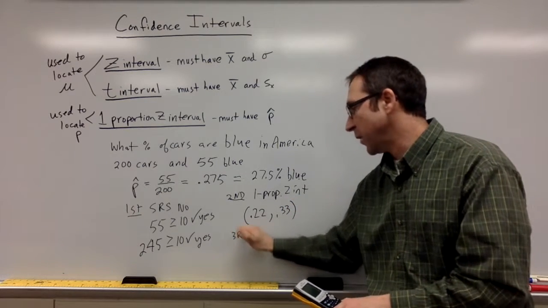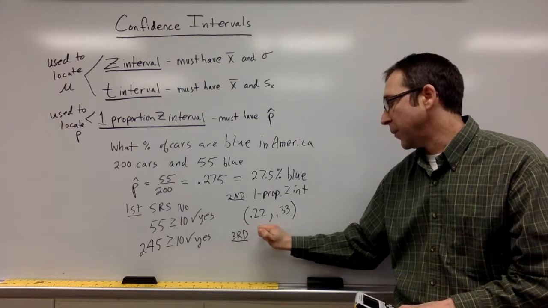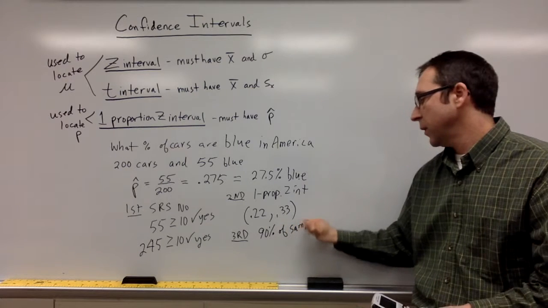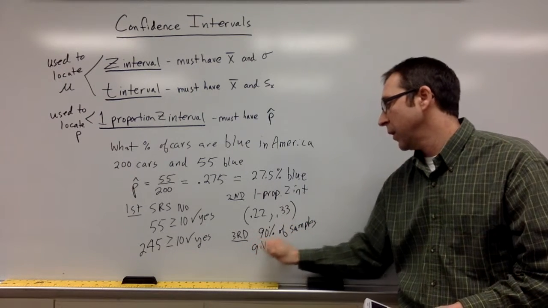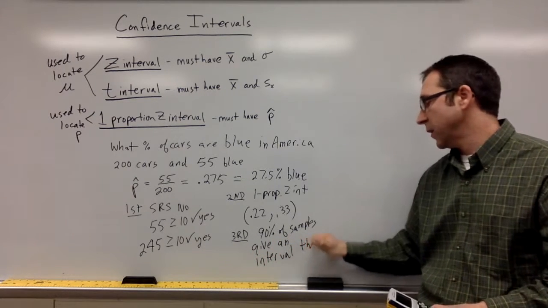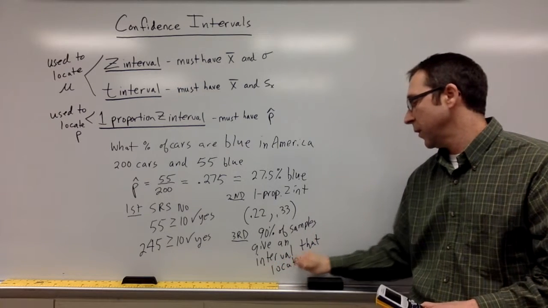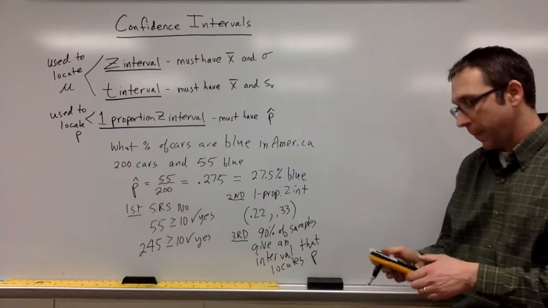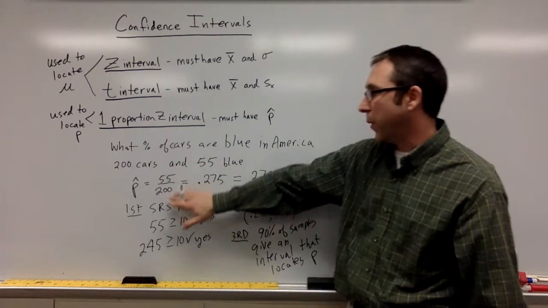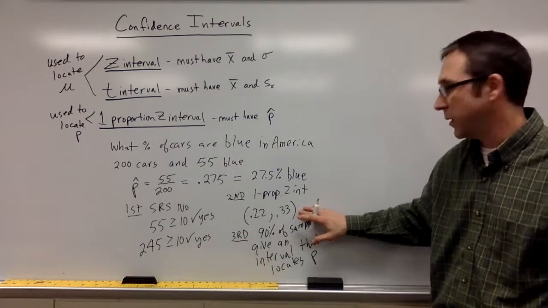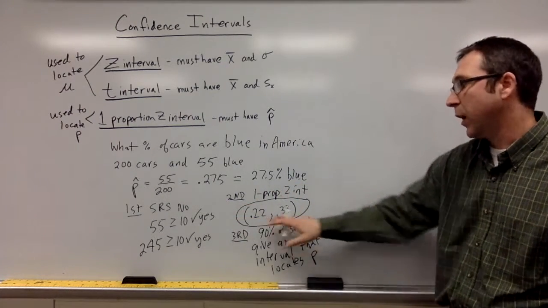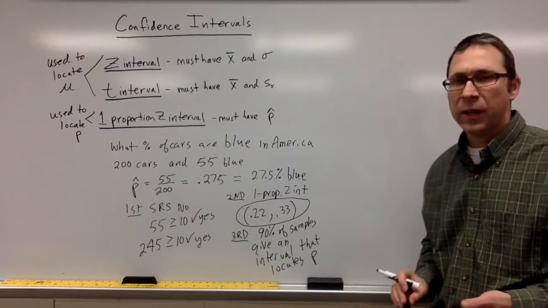The third step is almost identical to the last one. Since I use 90%, I could say that 90% of the samples give an interval that locates the true percentage. So again, 9 out of every 10 samples will be good. Of course, if it was a simple random sample, I'd have a little more faith that this is correct. But based just on looking at just 200 cars, I can estimate that the true percentage in America of blue cars is someplace between 22 and 33%.